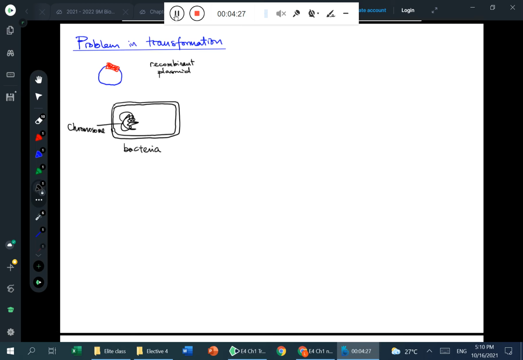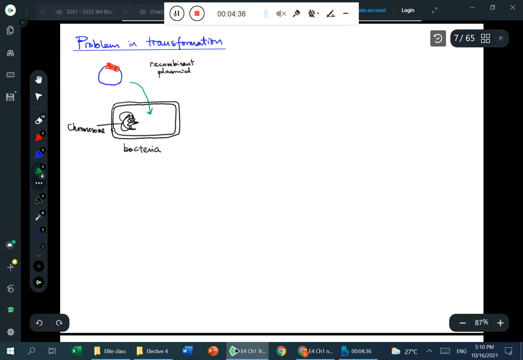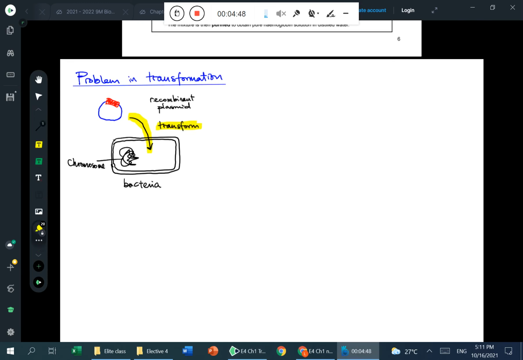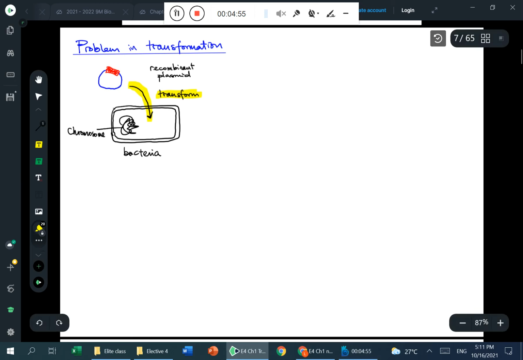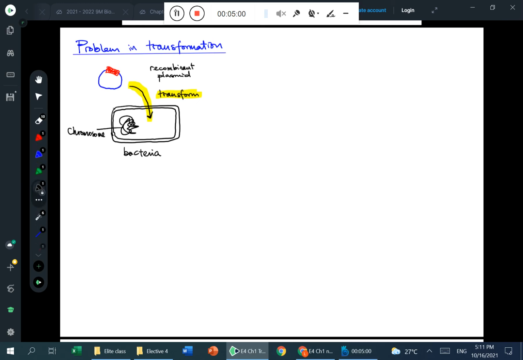So now I continue. Once a recombinant plasmid is made, you want to transform this plasmid into the bacteria. All right, let me change the color a little bit. But have you ever thought about this is too ideal?